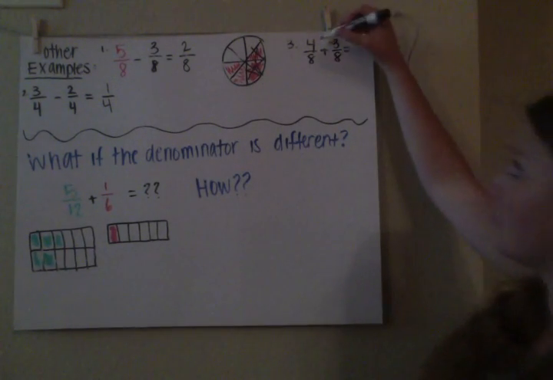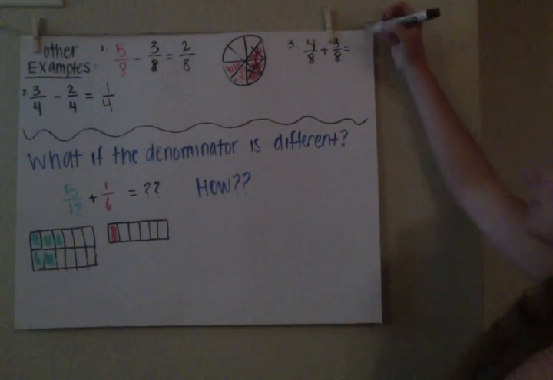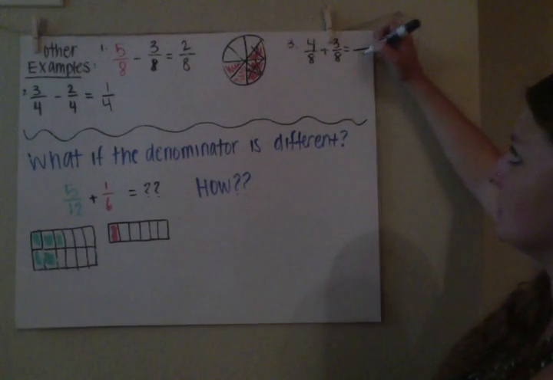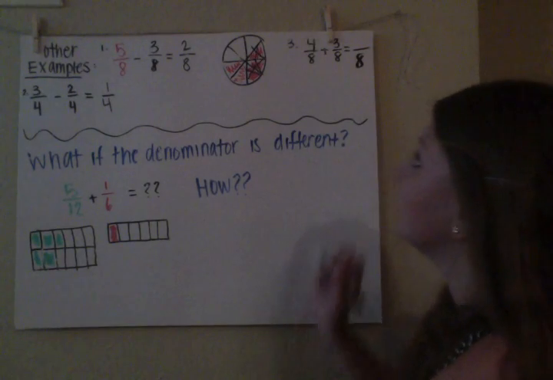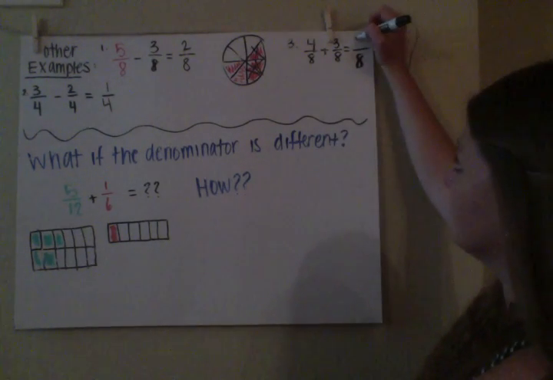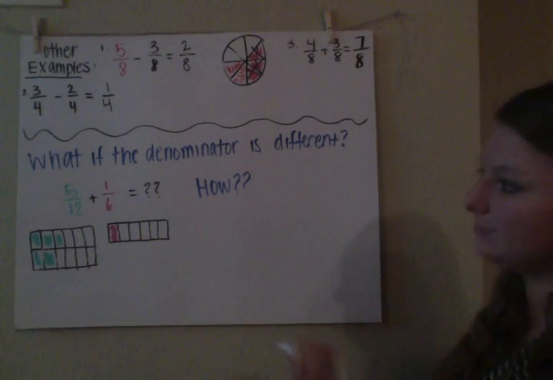Lastly, we have 3/4 plus 3/8. We have the same denominator, so we're going to bring it straight across. So the denominator is going to stay 8. And 4 plus 3 is 7, so we get 7/8.